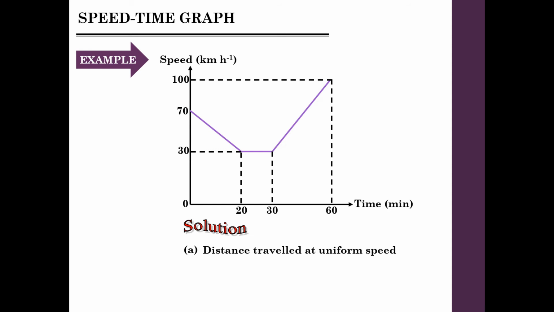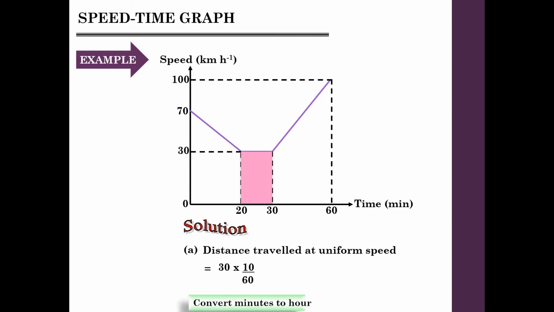So where is the uniform speed? Here, the uniform speed is this region, the pink color region. So it is the distance. To find the distance for speed time graph, we have to find the area under the graph. So the height is 30 and the base or the width is 10, but as we can see here, the time given in the graph is in minutes, but the speed is in kilometer per hour, so we have to change the minutes into hours.